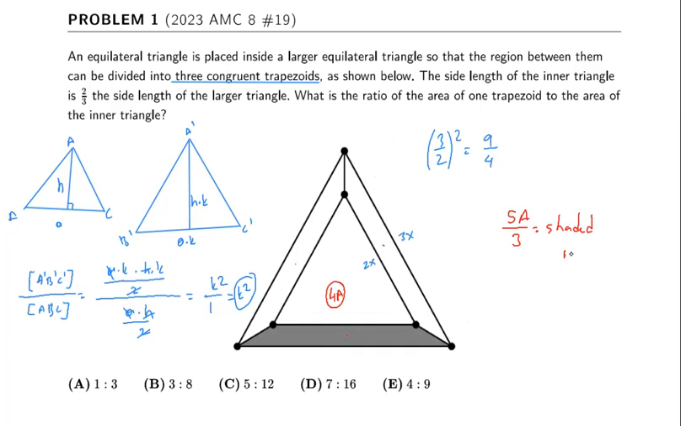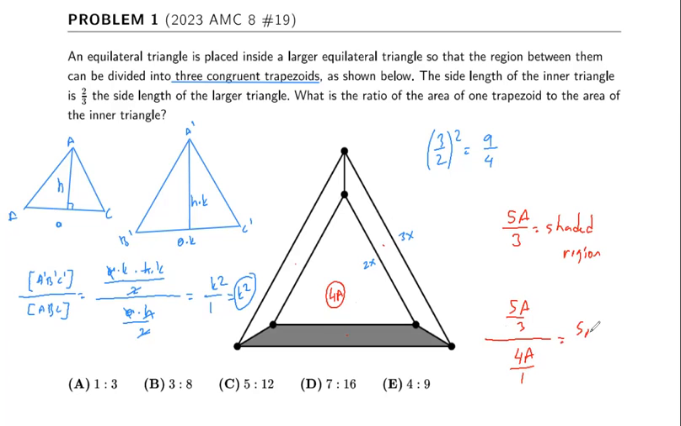Okay, so shaded region. And we are looking for the ratio of the area of the trapezoid to the area of the inner triangle. So the area of the trapezoid is this guy, 5A over 3. And then we want to divide this by the area of the inner triangle, which is 4A. So the A's will cancel.